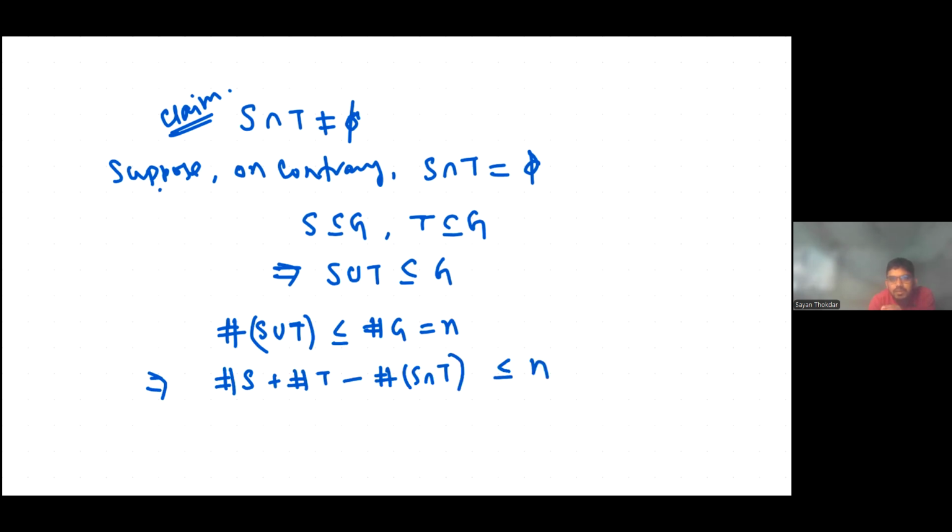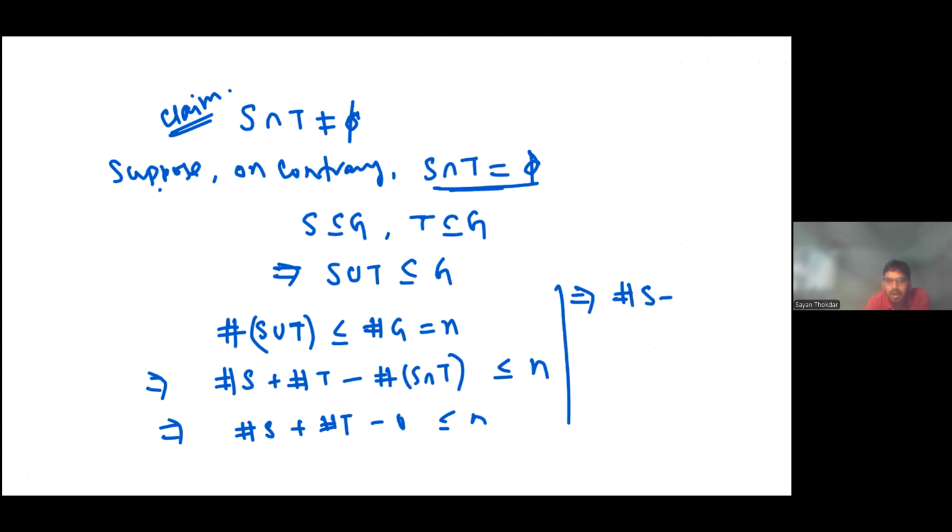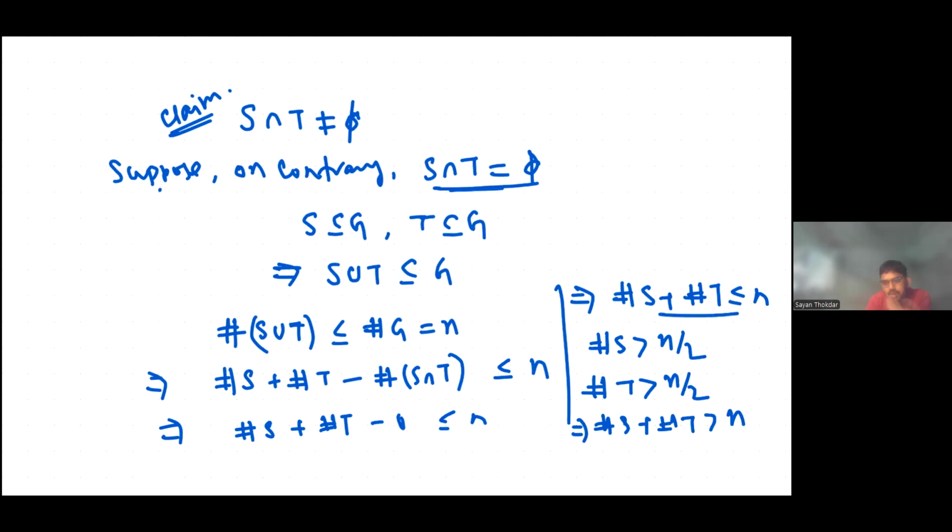Now, since we have assumed that S intersection T has no element, its cardinality is 0. So we get cardinality of S plus cardinality of T, minus 0, is less than or equal to n. Now, we know that the cardinality of S is greater than n by 2 by hypothesis, and we have proved that the cardinality of T is the same as the cardinality of S. So the cardinality of T is greater than n by 2. So it is clear that cardinality of S plus cardinality of T is greater than n. But from the above, the cardinality of S plus cardinality of T is less than or equal to n.